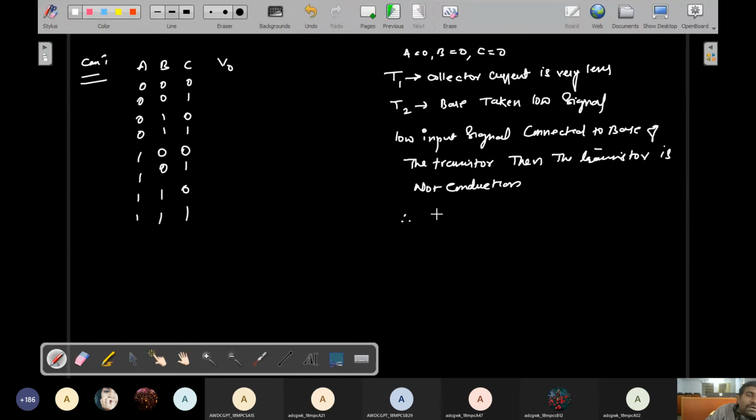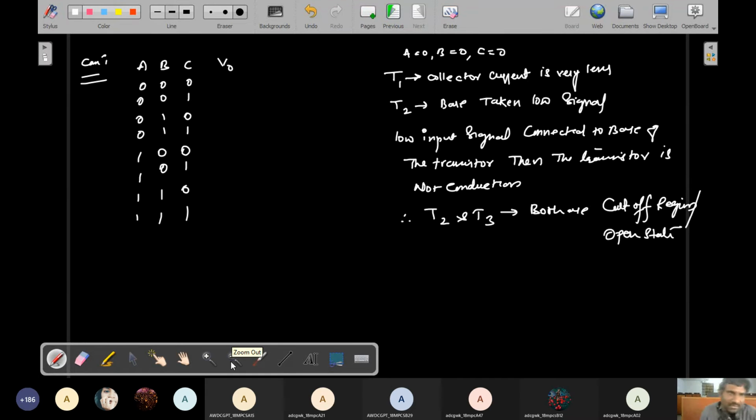So T2 and T3 are both in the cutoff region. Cutoff region means it is an open state. Understand everybody? It is an open state. So therefore I draw this diagram.